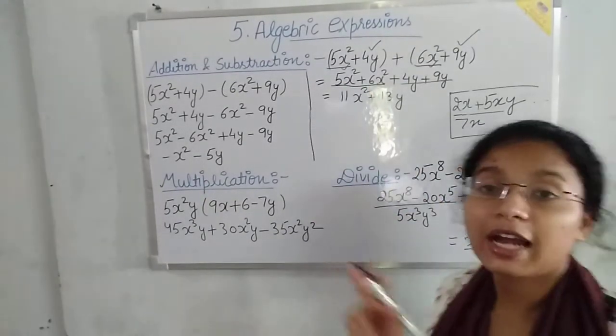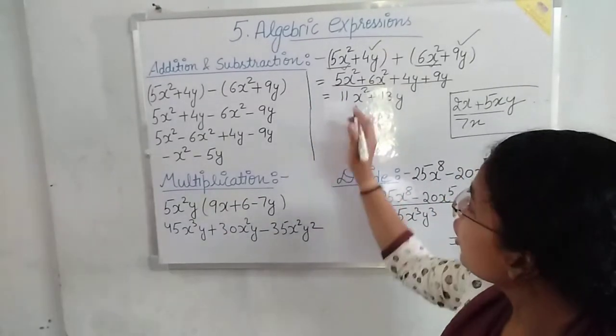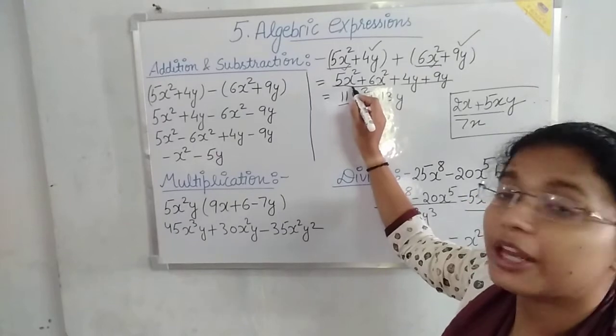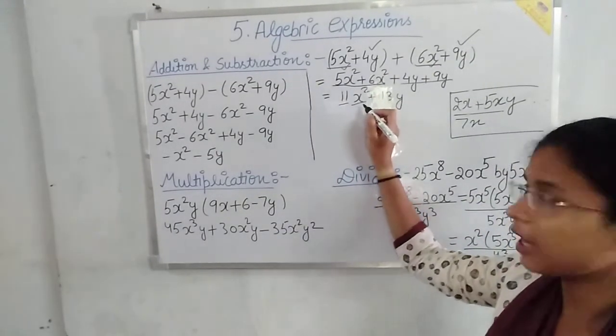5 plus 6, add their numericals. 5 plus 6 will give you 11. So write here 11, and what is the variable? The variable is x square. So write x square, 11x square.